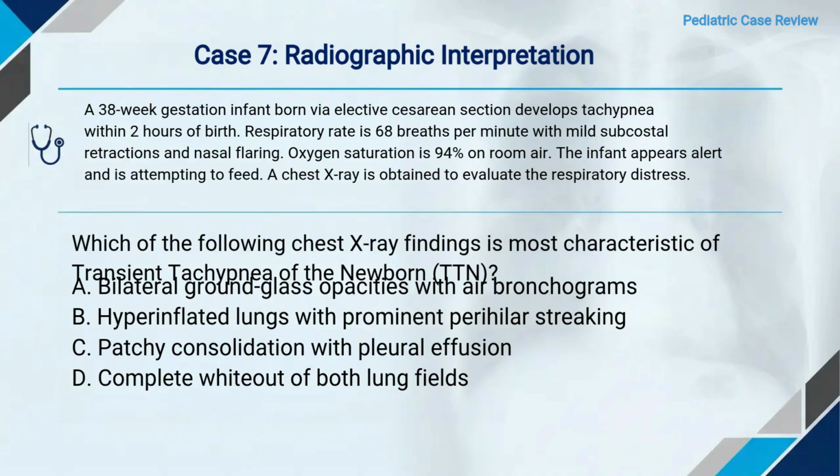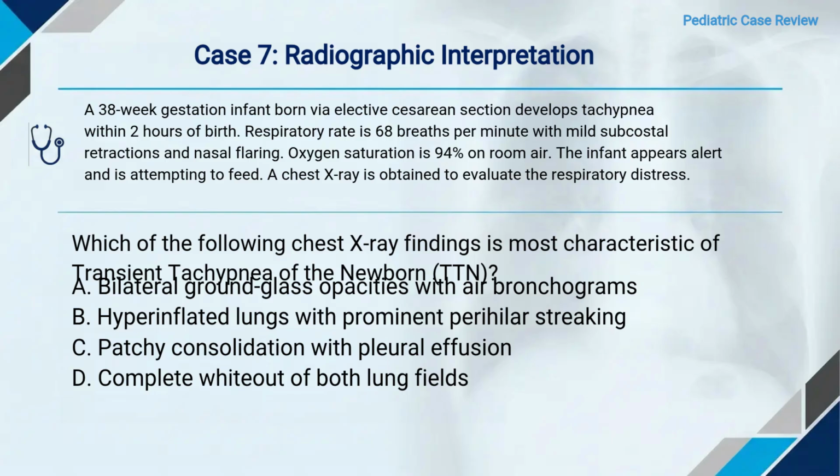Case 7. A 38-week gestation infant born via elective cesarean section develops tachypnea within 2 hours of birth. The respiratory rate is 68 breaths per minute with mild subcostal retractions and nasal flaring. Oxygen saturation is 94% on room air. The infant appears alert and is attempting to feed. A chest X-ray is obtained to evaluate the respiratory distress. Which of the following chest X-ray findings is most characteristic of transient tachypnea of the newborn?